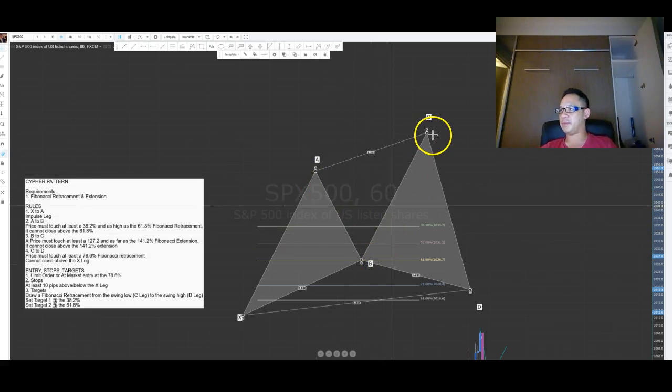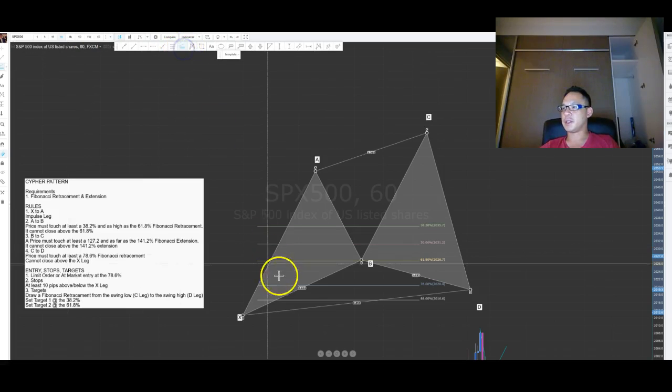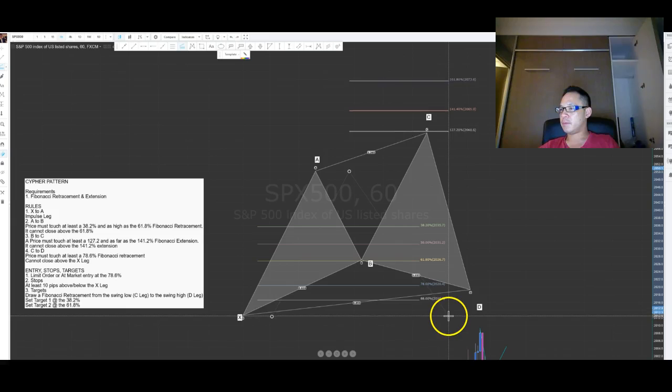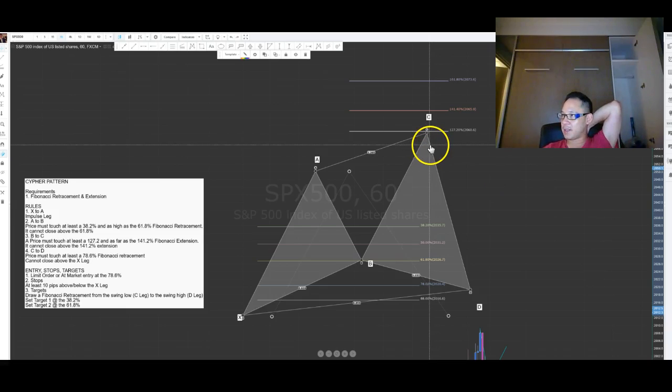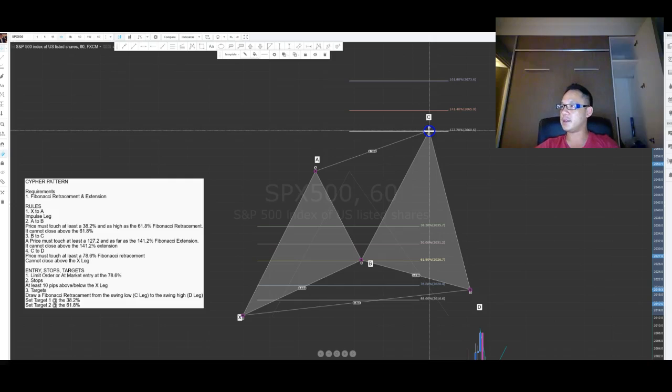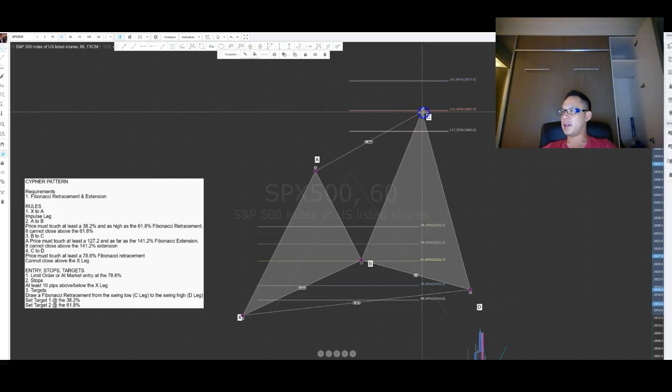The second requirement is your B to C leg, which is where you need your extension tool. Your extension tool is from the X leg all the way to the A leg, back down, and you get your extension. The rules are basically it must at least touch this 127.2%. It can go as high as even up to there if you want.